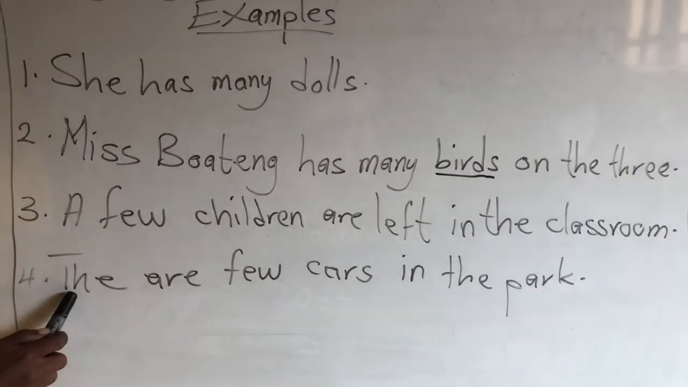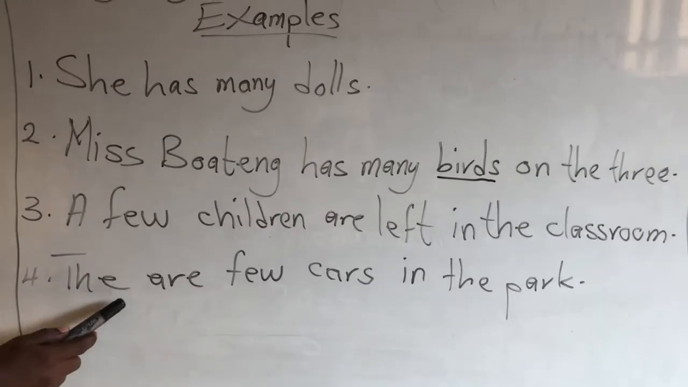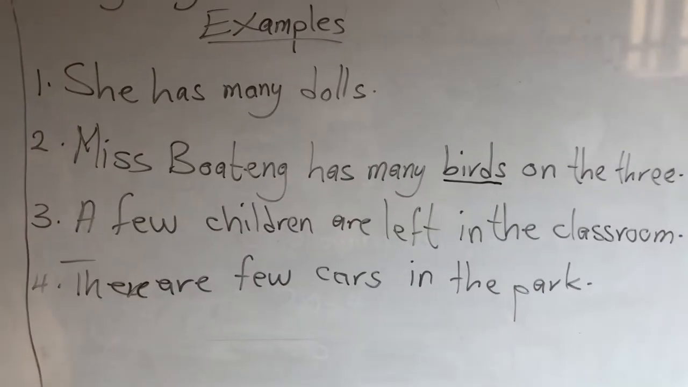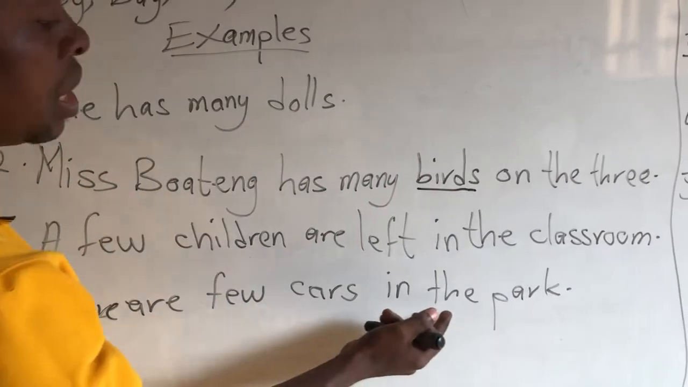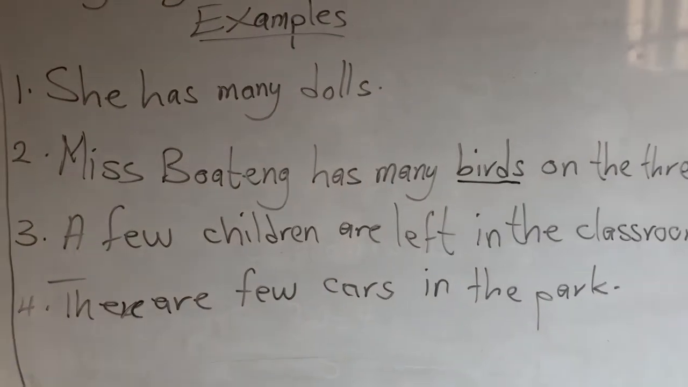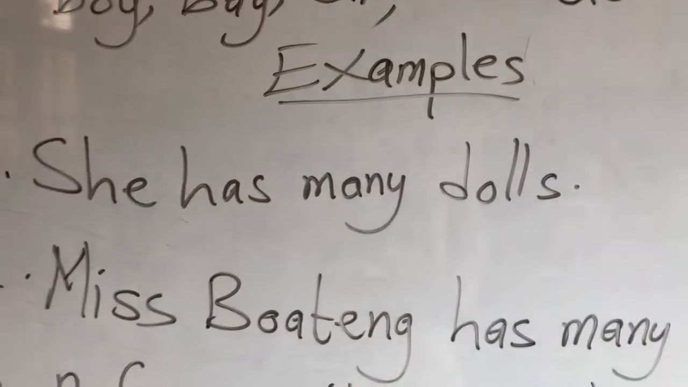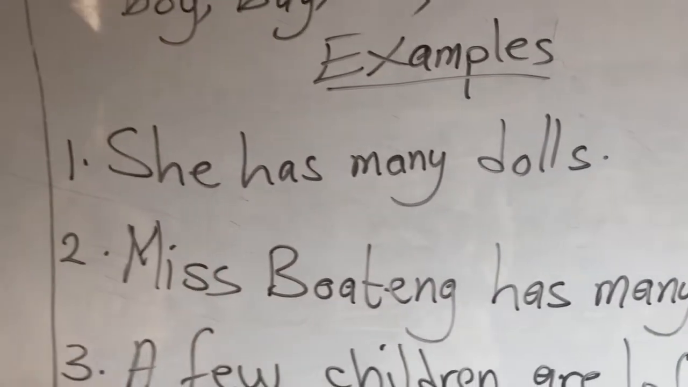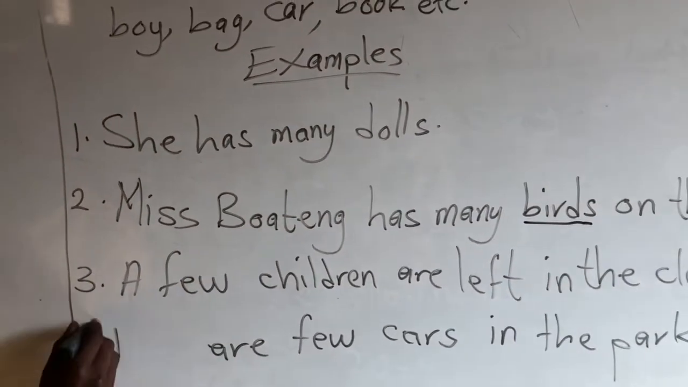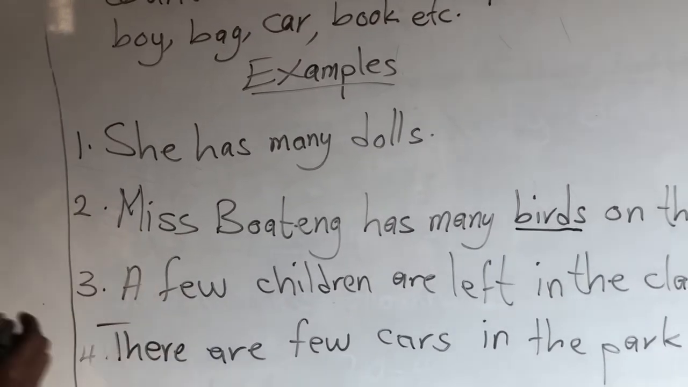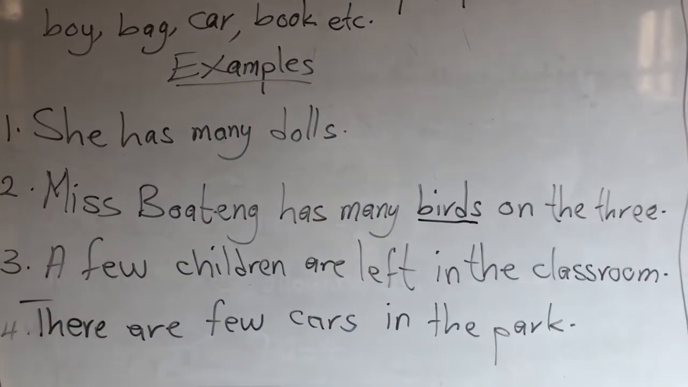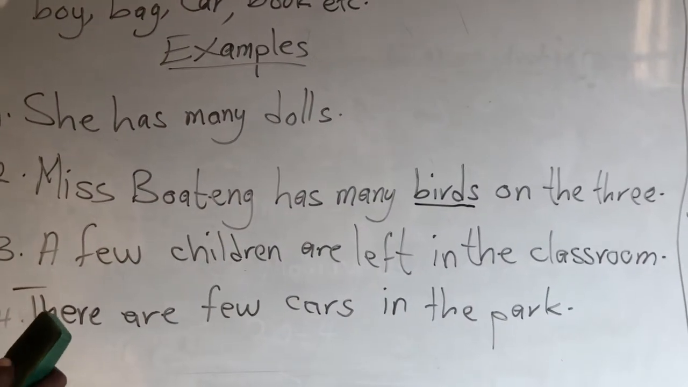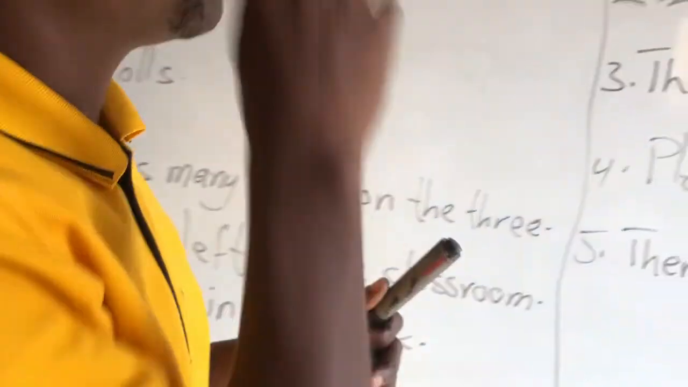Good. Let's look at example 4. There are few cars in the park. How many cars are in the park? There are few, but we can number them, or we can count them. Though they are few, we can count them. So the cars are countable. Good. Let's proceed with much and little.